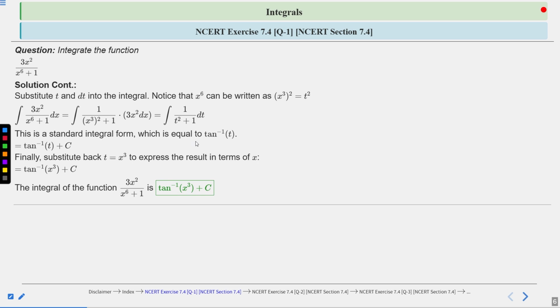So the integral of the function 3x square upon x to the power 6 plus 1 is basically equal to tan inverse x cube plus c, okay? So tan inverse x cube plus c will be the right answer, okay?